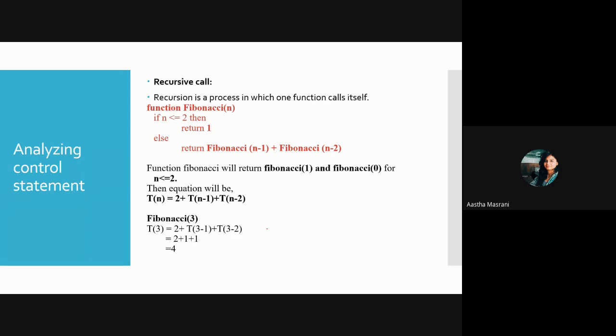Umang, what is your question? Ma'am, when I start with i equal to 0 and i less than or equal to n, then at that time we will consider the cost of i equal to 0 as 1, and for i less than or equal to n, n plus 1. For each and every condition check, it would be n plus 1.